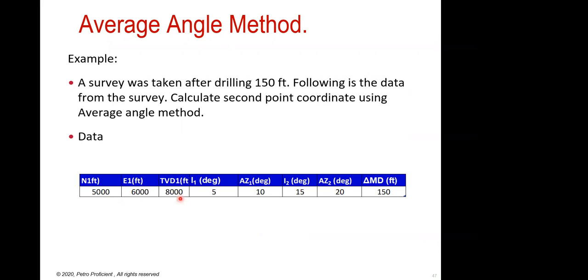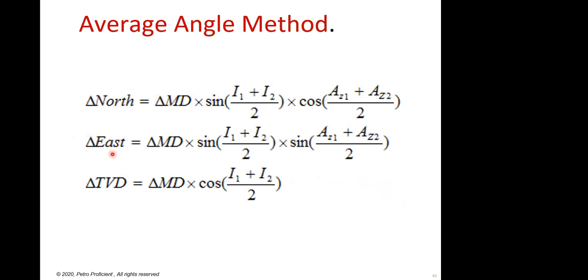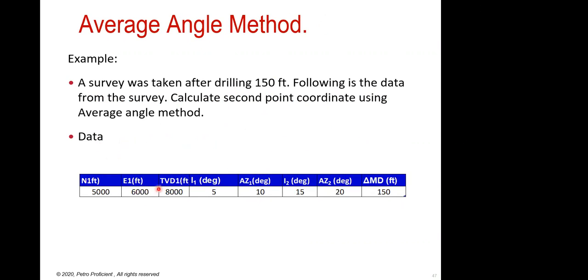So you have your initial coordinates, then you have inclination and your azimuth from the first point. You have inclination and azimuth from the second point, and then you have your measured depth. Delta measured depth is like 150 feet that you have drilled. And then you use these equations here to calculate your north, east, and TVD. And then when you add these values, you will get your new values, your coordinates, north and east, and your total vertical depth. So this is how it is done, essentially.